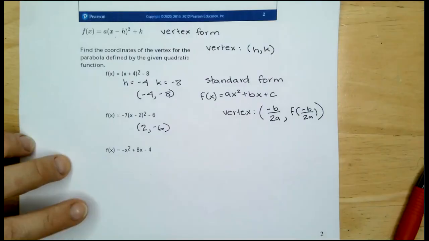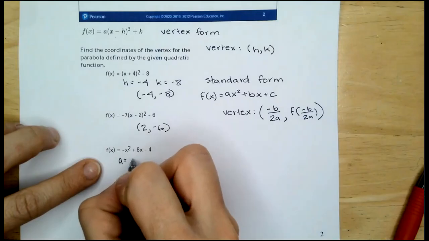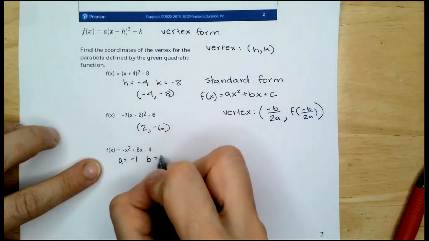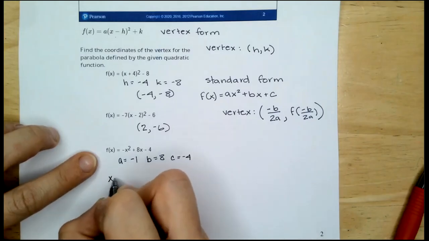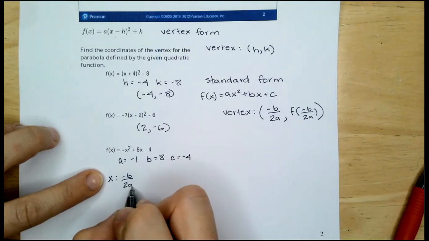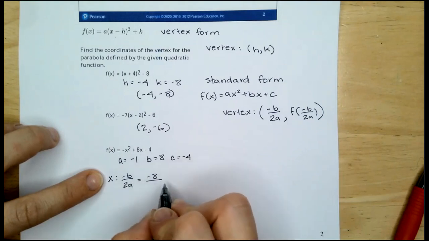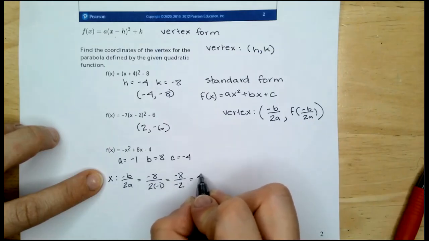Okay? So that's what we're going to do here, because this is in standard form. So we're going to say a is -1, b is 8, c is -4. My x value of my vertex is going to be -b over 2a, which is -8 over 2 times -1, which is -8 over -2, which is 4.